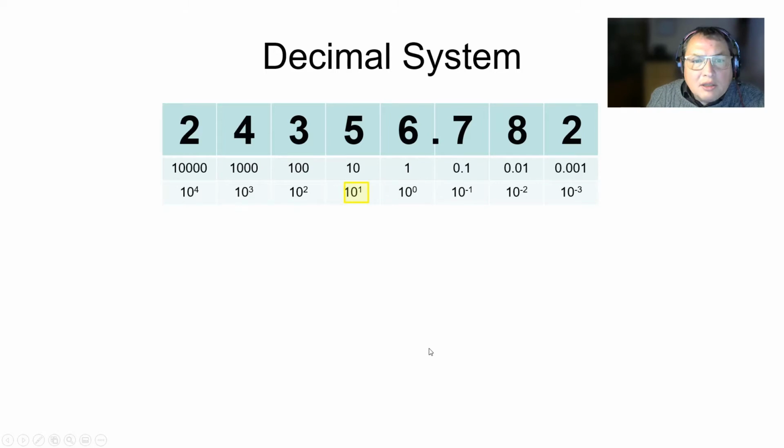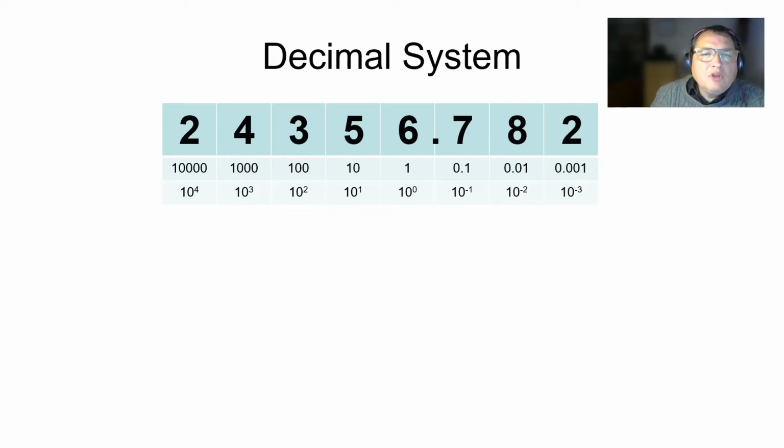10 to the power 1 is 10. 10 to the power 2 is 10 times 10, it's 100. And then 10 to the power 3 is 1000, and so on. Similarly, for the fractional weights, 10 to the power minus 1 is 1 over 10, 1/10. 10 to the power minus 2 is 1/100, and so on.